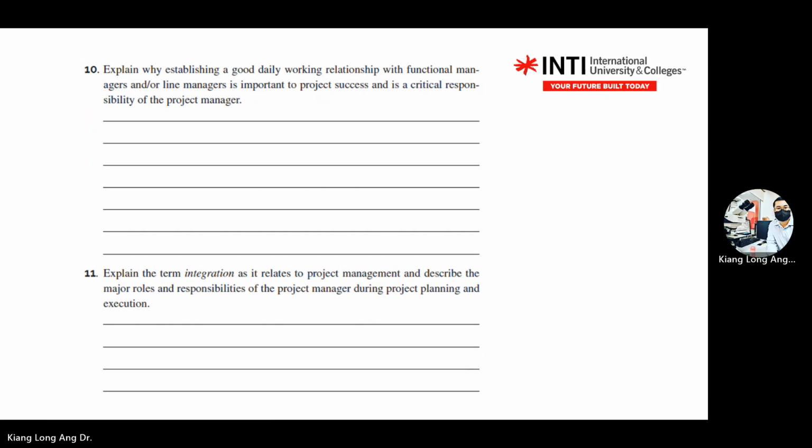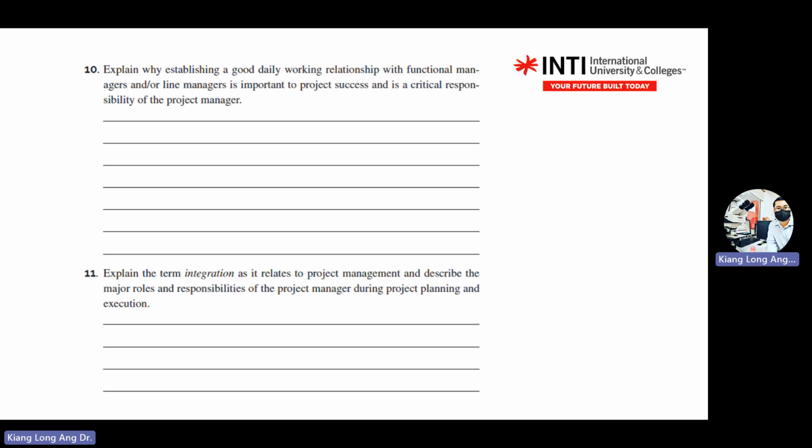Continue. All right. Now, question 11. Explain the term integration as it relates to project management. So what do you think about integration?